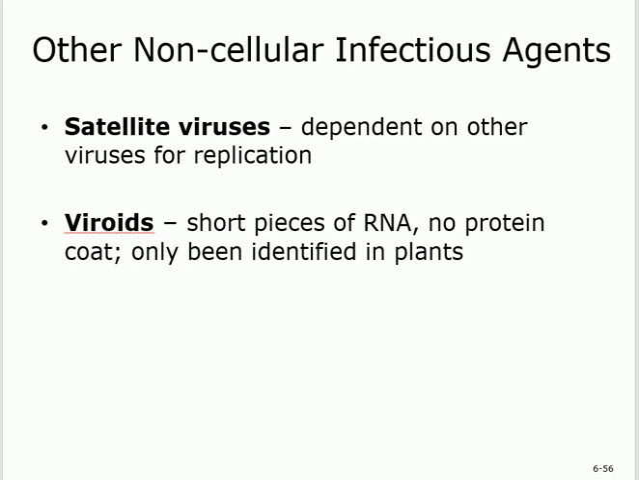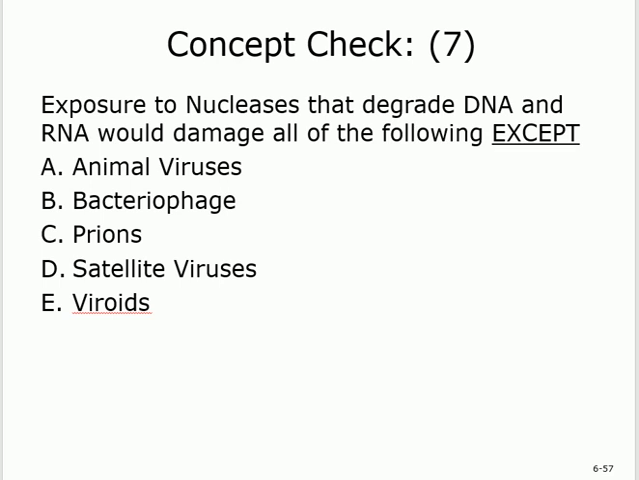Satellite virus. Viroid. What does -oid mean at the end of any word? Like or similar to. A viroid is something that's similar to a virus. It does not have a protein coat. Viroids basically invade plants, mainly.